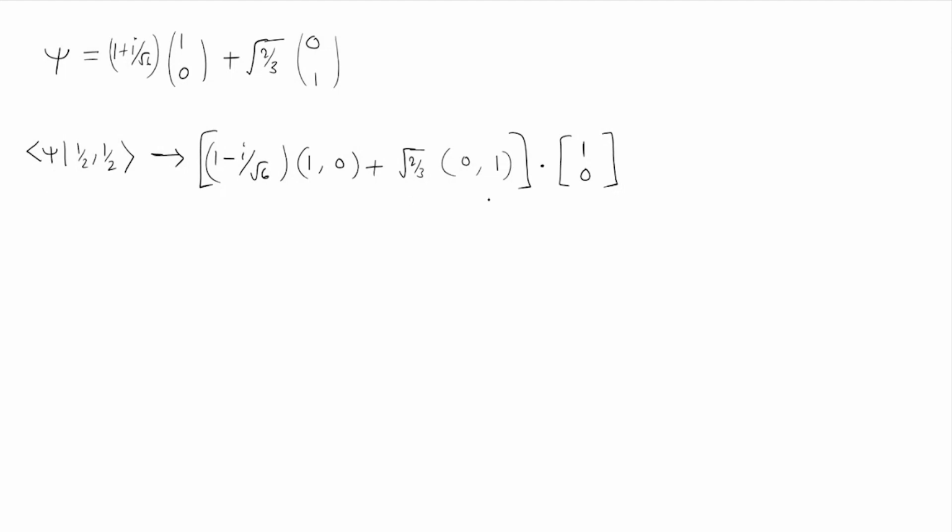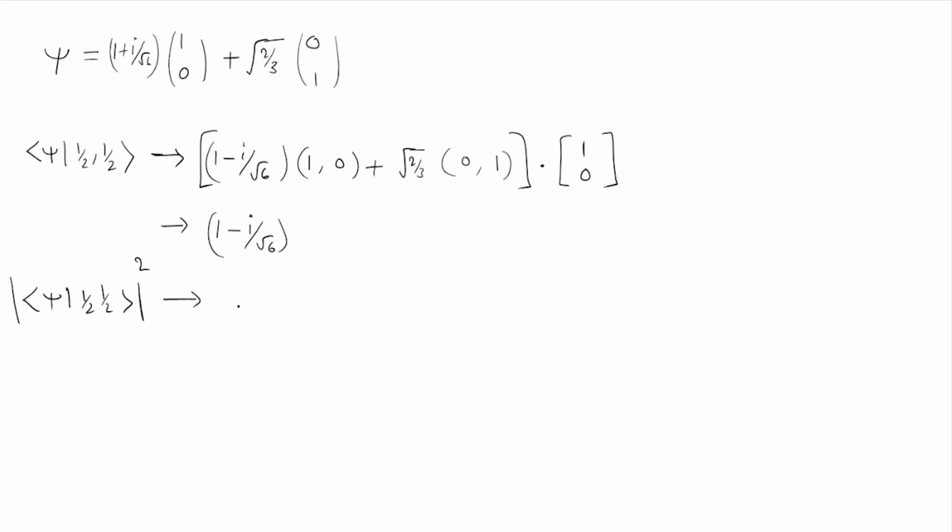Bras are written as row vectors. Kets are written as column vectors. Spin half corresponds to (1, 0). So what do you get? Only the first one gives you something, that is (1 minus i) over root 6. The second one is 0. But what we need is this: the probability is the mod square. So that tells you 1 over 6 plus 1 over 6.